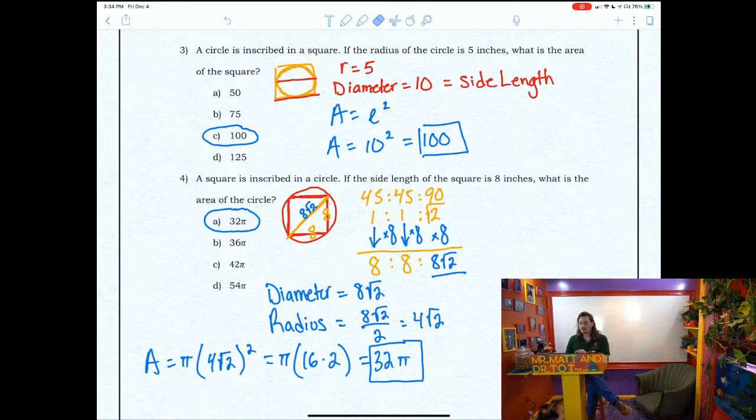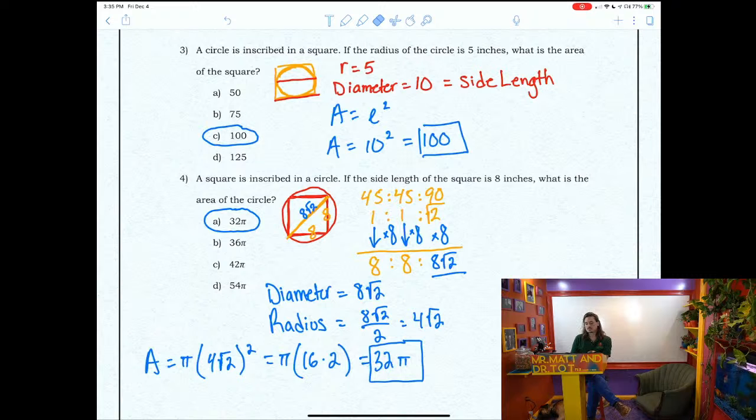And the hypotenuse of that triangle, which is also the diagonal of the square, which is also the diameter of the circle, is 8 root 2. If the diameter of the circle is 8 root 2, then the radius of the circle is 8 root 2 over 2, which would be 4 root 2.